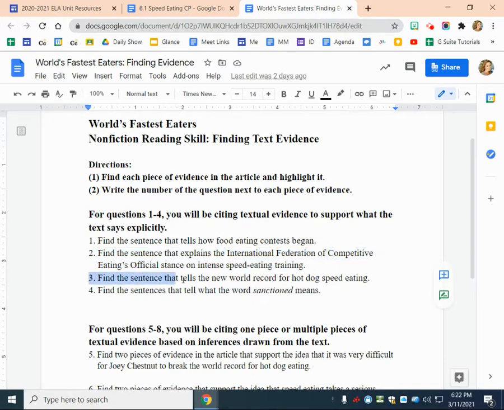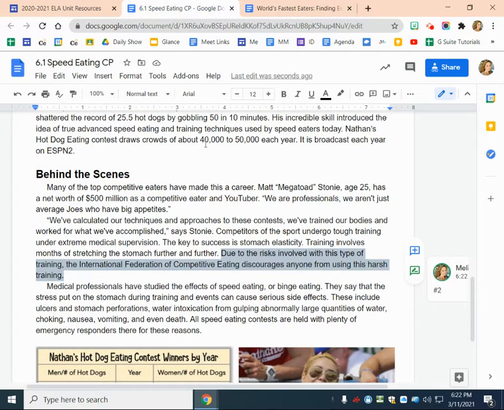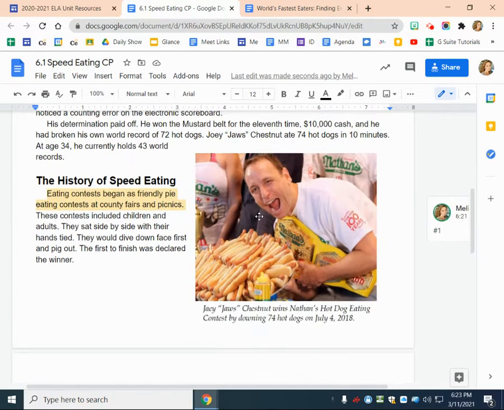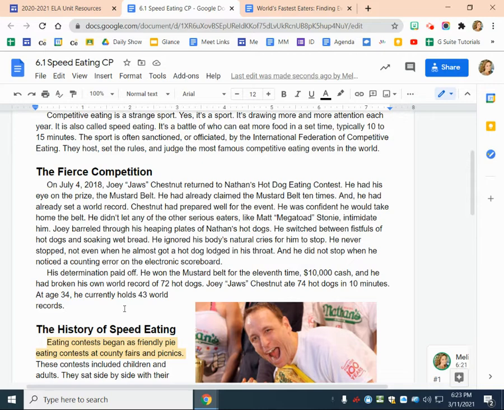Number 3. Find the sentence that tells the new world record for hot dog speed eating. Okay, we're looking for a sentence. And if we go back to our article, I seem to remember that at the beginning of the article, a fierce competition, it's that little story about how on July 4th, 2018, Joey Chestnut won, and we're looking for his current world record. So we have to skim through. The second paragraph says his determination paid off. He won the mustard belt for the 11th time, $10,000 cash, and he had broken his own world record of 72 hot dogs.